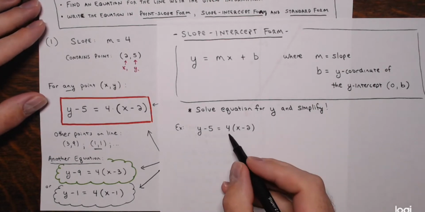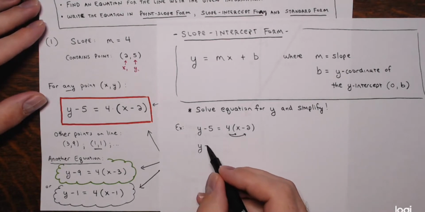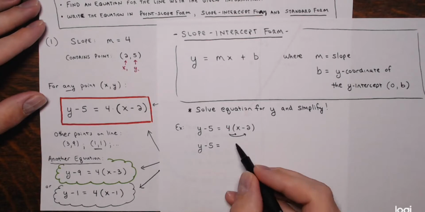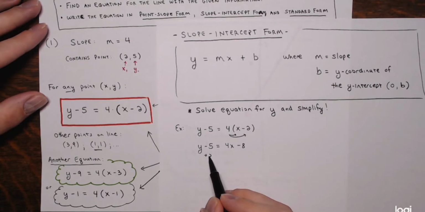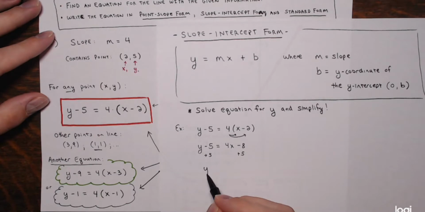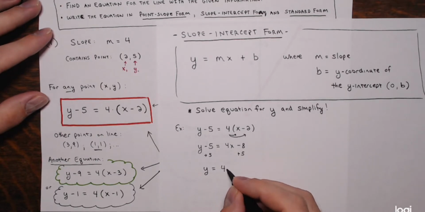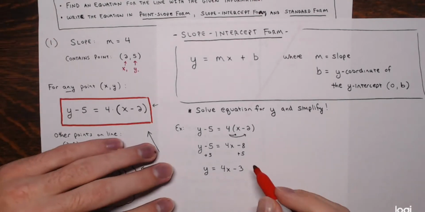So first I'll distribute this 4. Now we have y minus 5 equals 4x minus 8, and then I would add 5 to both sides. That gives me y alone on one side, so y is solved for, and on the other side we have 4x, and then negative 8 plus 5 is negative 3. And there you go.